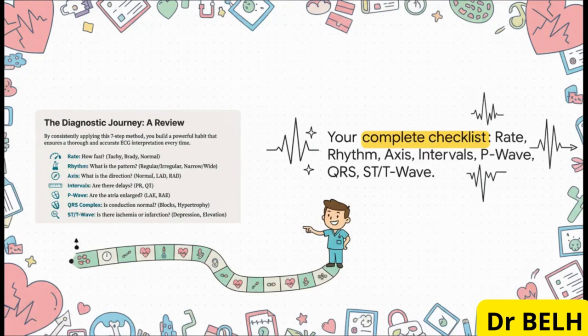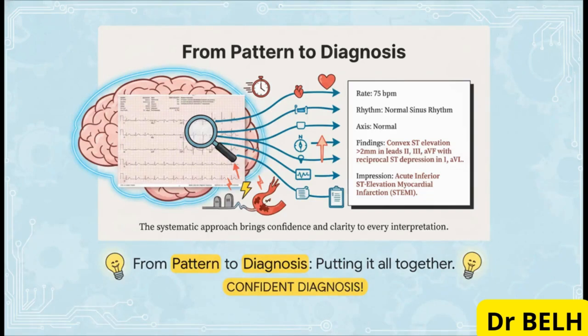So let's just run through our checklist one more time, shall we? This is your foolproof system. Number 1, rate. 2, rhythm. 3, axis. 4, intervals. 5 and 6, the morphology, looking at the P wave and QRS. And finally, the big one, number 7, checking the ST segment and T wave for any signs of ischemia or infarction.